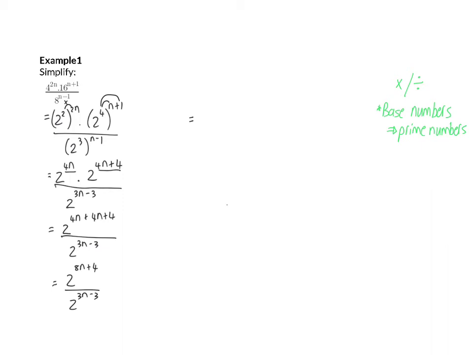So when I now want to divide these same bases, the base once again stays the same. I'm going to take the top exponent and I'm going to subtract the bottom exponent. And now I'm going to simplify that, so it becomes 8n plus 4 minus 3n plus 3. So the denominator's exponent simply changes sign. And now I simplify the exponent, so I have 5n plus 7, because I've added those like terms.